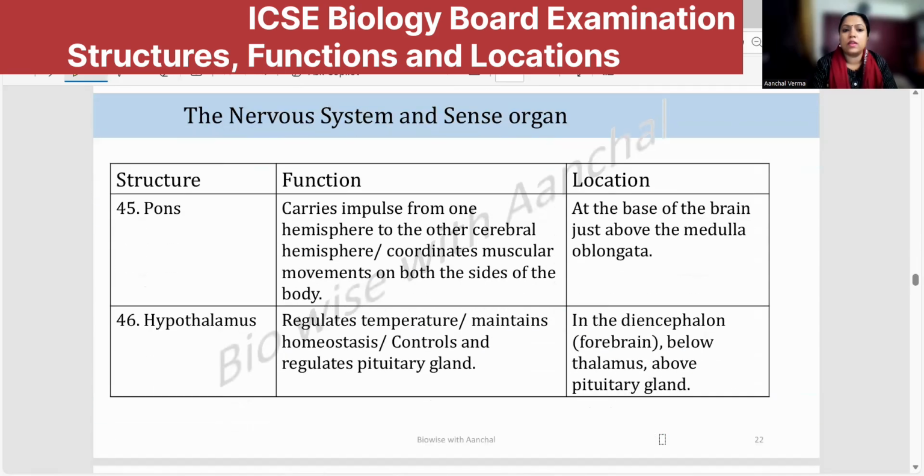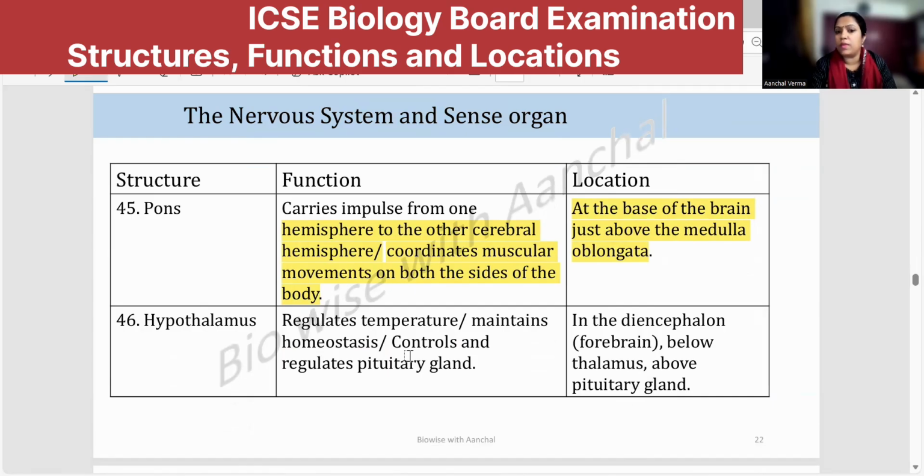Then next one is the pons. It carries impulse from one cerebral hemisphere to the other. It coordinates the muscular activity of the left and the right side of the body. And it is present at the base of the brain just above the medulla oblongata. Hypothalamus regulates temperature, maintains homeostasis, and controls and regulates the pituitary gland. It also regulates your thirst and your hunger.